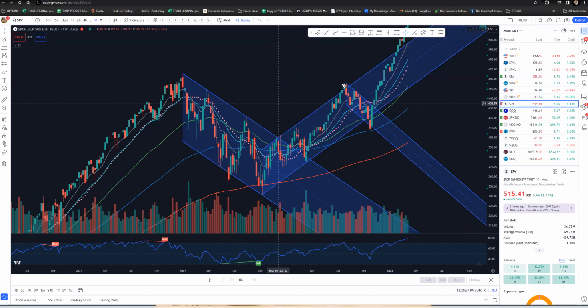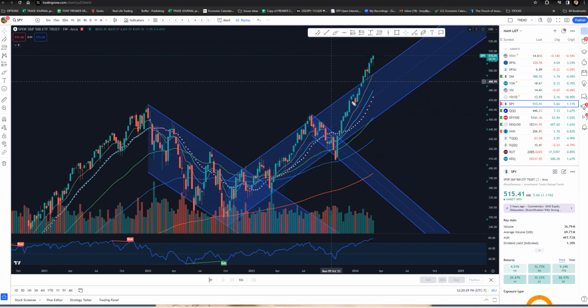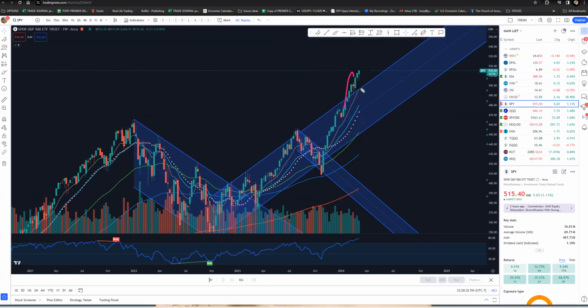So could I use this channel to manage my trade? Yes. But am I using this right here to say, okay, it's time to go long on this breakout? No. I don't use up channels to tell me when to go long. I use up channels to manage the longs that I'm already in, but I'm not using them to get in. I'm using them to help me to figure out when to short this.